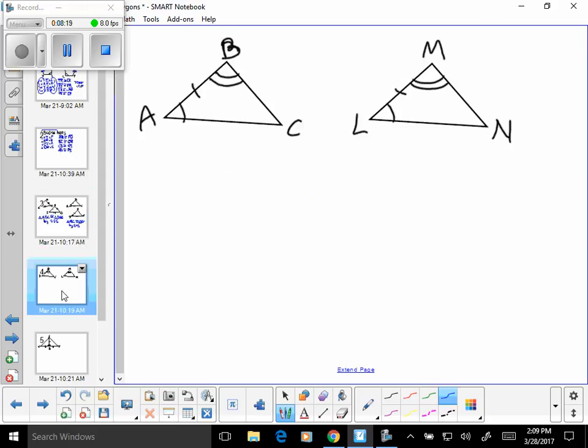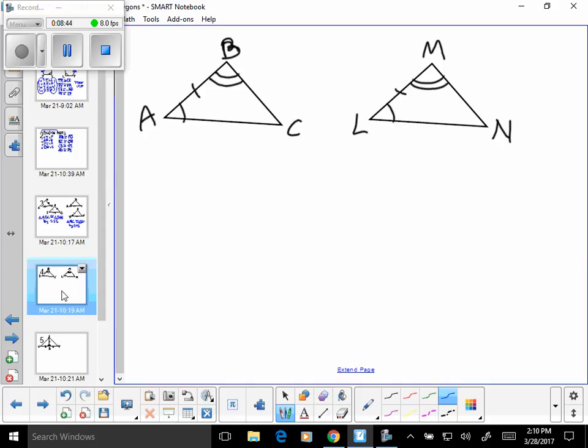Now here I have my last pair. I don't have 3 sets of tick marks. In fact, I don't even have 2 sets of tick marks. What I have here is 2 sets of arcs. And if you'll notice, the tick marks on the side is a ray that is shared between the 2 congruent angles.